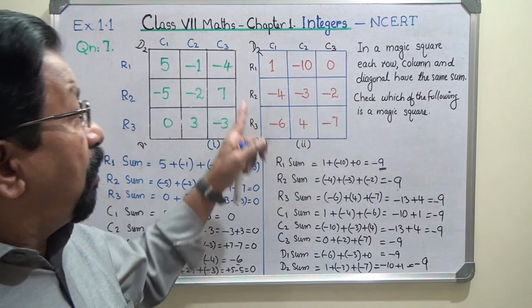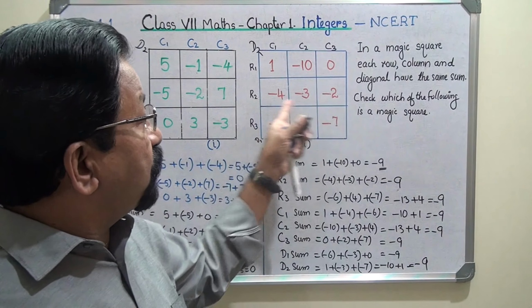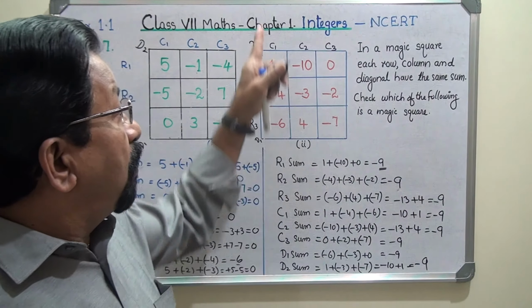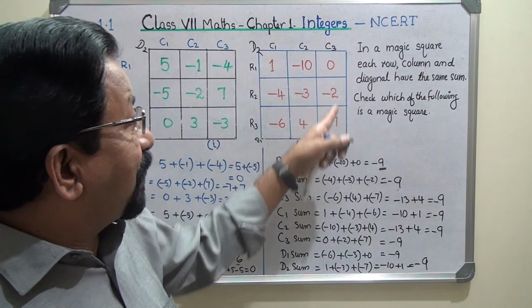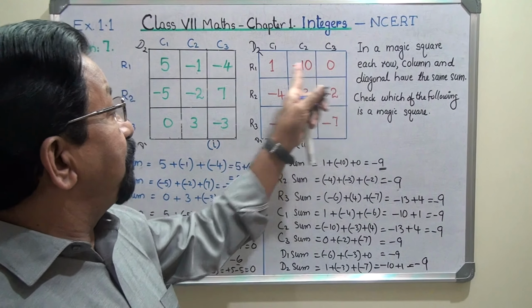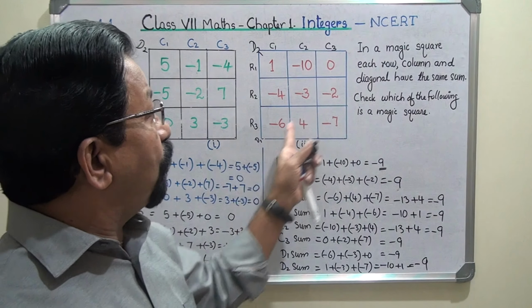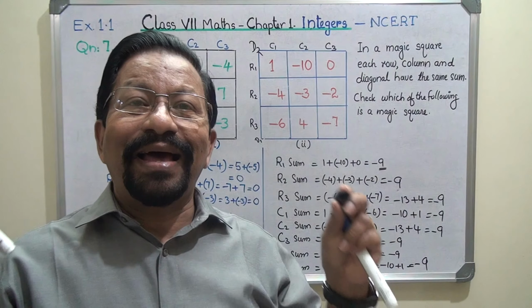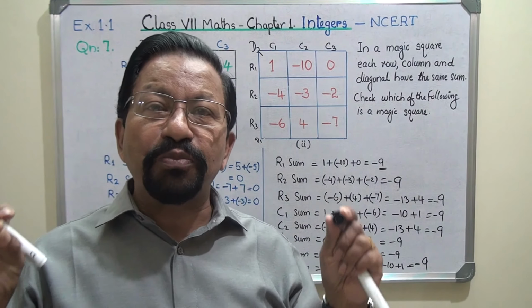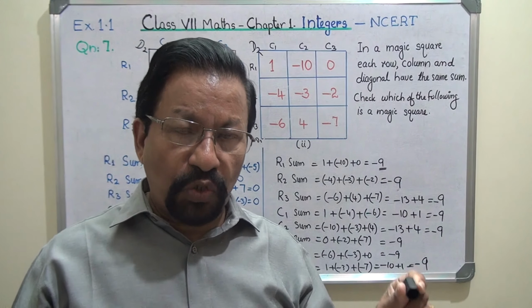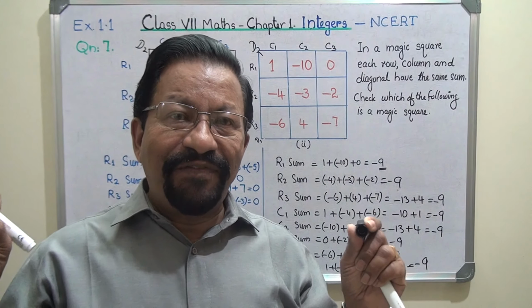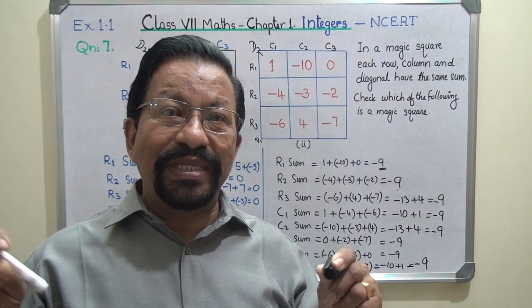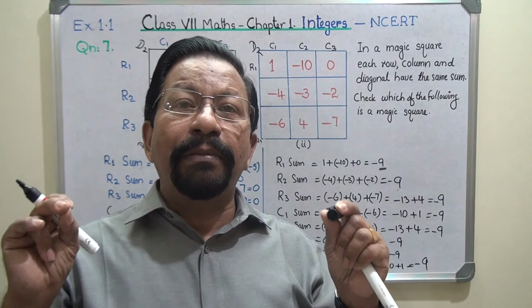So here all the 3 rows R1, R2, R3, all the 3 columns C1, C2, C3 and the diagonals D1 and D2, diagonal 1 and diagonal 2, everywhere the sum is minus 9. So of the given two figures, 1 and 2, the second one is a magic square.